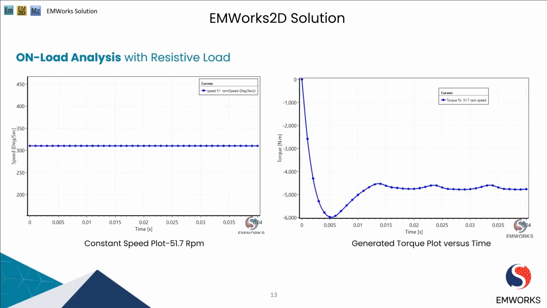Next, we have the generated torque plot versus time at 51 rpm. A fundamental element is understanding the performance of the electric machine under the loaded condition. This generated torque represents the twisting force produced by the motor, which could achieve the desired torque of 4,800 Newton meter for the design that we are focusing on today.